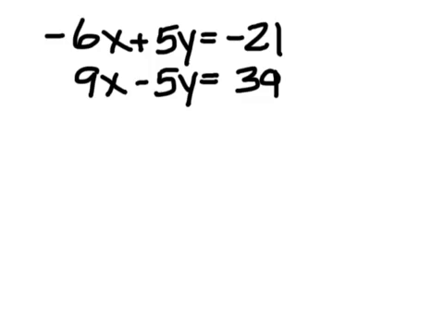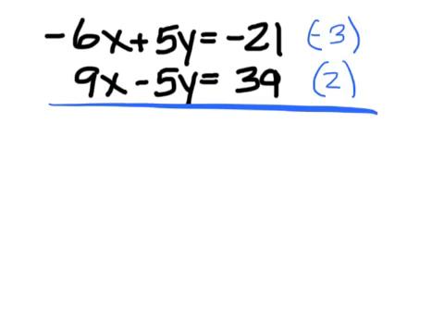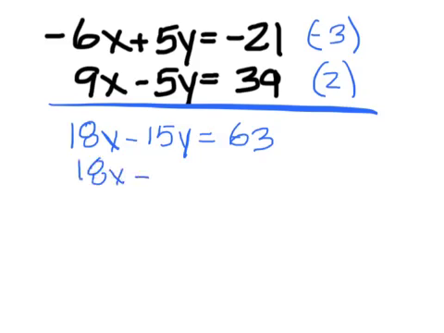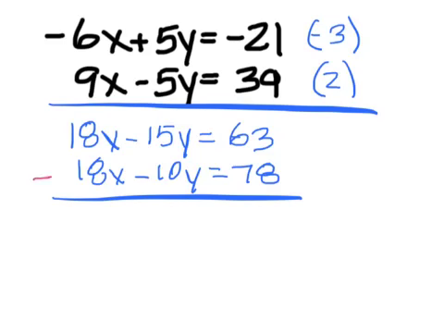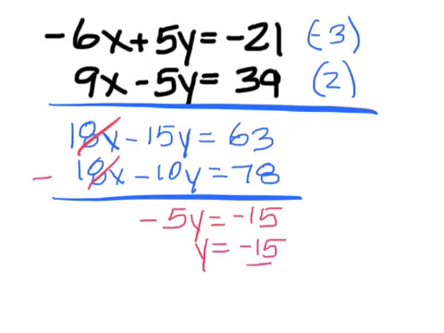Alright, I'm going to multiply the top by a -3 and the bottom by 2 so that I can have positive 18s out by the x's. So that's going to be 18x minus 15y equals a positive 63. And then on the bottom, 18x minus 10y equals 78. Subtract and these cancel out. -15 minus a -10 is -5, and 63 minus 78 is a -15. -15 divided by -5 is 3.